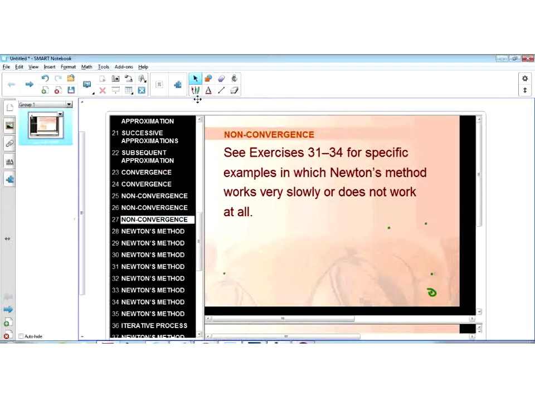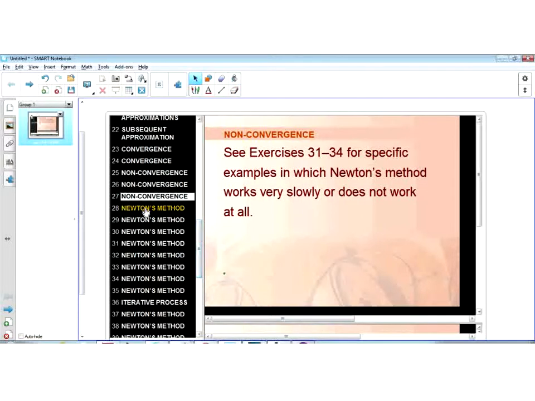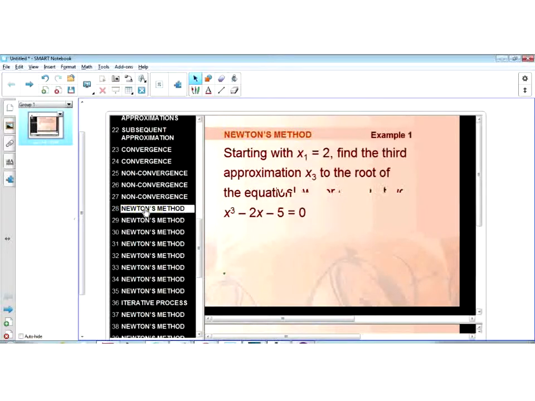And then of course there are cases in which the convergence toward a root happens very slowly. In other words, you may have to have about 300 or 400 iterations of Newton's method before you finally get to a root, or it may be that the number of iterations just never terminates. You just keep computing iterations forever and ever and never get close to a root of the equation. And so these exercises in your text will demonstrate that.